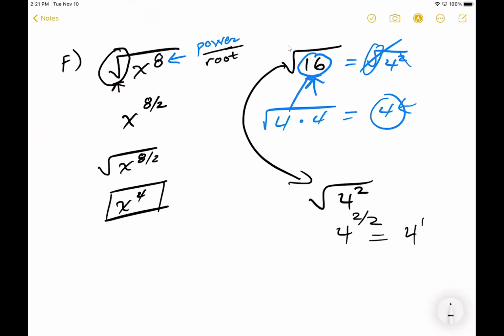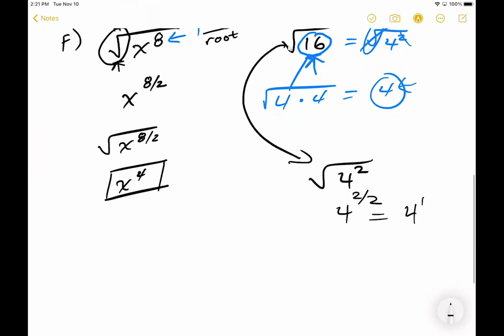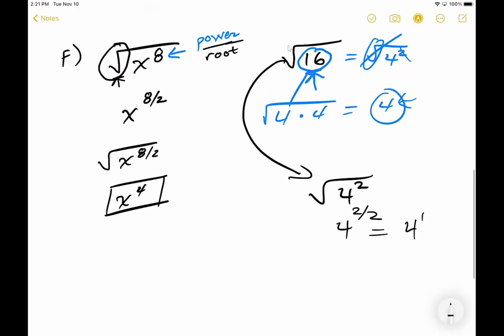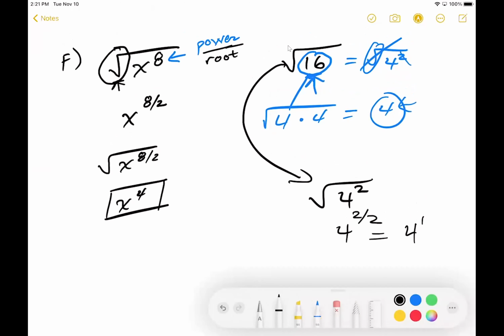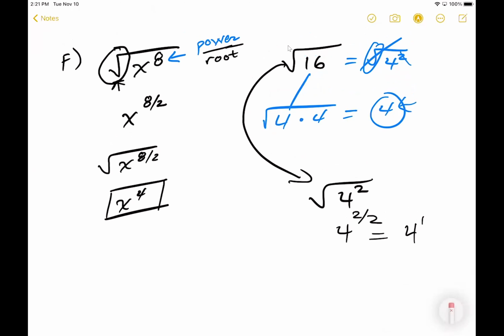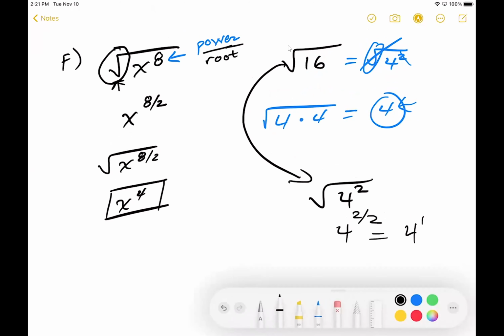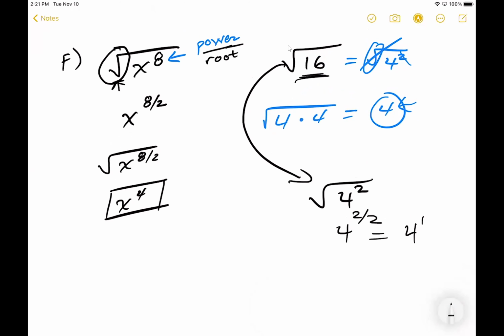That is what the power is, and that's why I ask you to determine the difference between the power versus the constant, right? There's no exponent here in terms of the 16. The 16 over here is not an exponent.